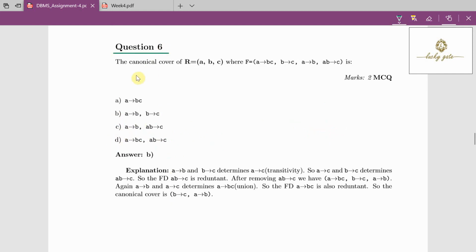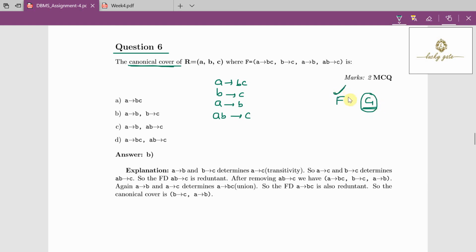Question number 6. The canonical cover of R(A, B, C), where the dependencies are given: A to BC, B to C, A to B, AB to C. What is a canonical cover? Suppose a functional dependency set F is given. We check which dependencies are redundant, and remove them from F. We call the result G.